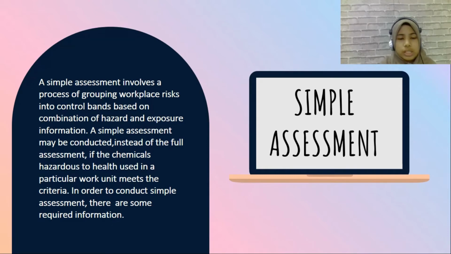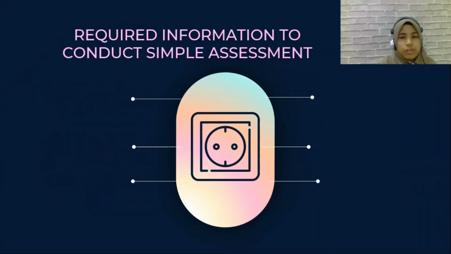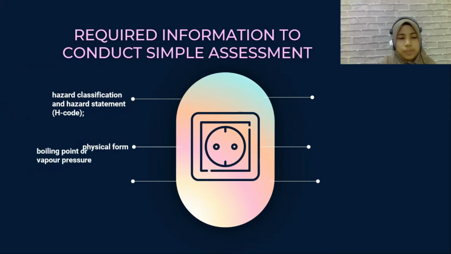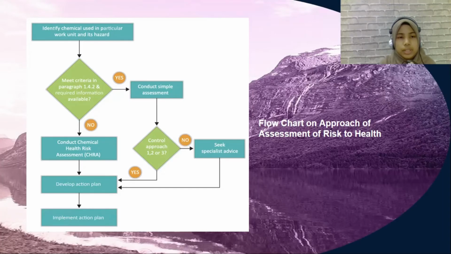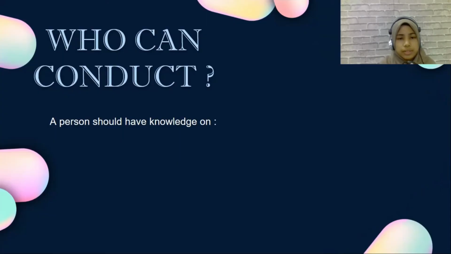In order to conduct a simple assessment, there is some required information. The required information includes hazard classification and hazard statement (H code), physical form, boiling point or vapor pressure, operating temperature of chemicals where applicable, quantity used, and lastly, total duration of exposure to the chemicals. This is a flowchart of the approach of assessment of risk to health.